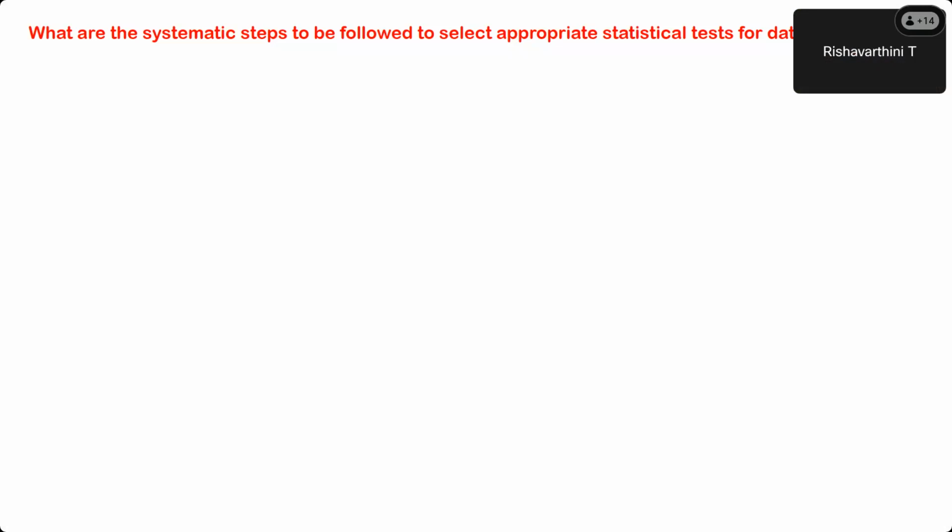What are the systematic steps to be followed to select appropriate statistical tests from the data that you collect? So you are asked mainly about the data. What are the qualities of the data you should have to select what type of statistical test to employ to analyze the data? That is the meaning of this question.